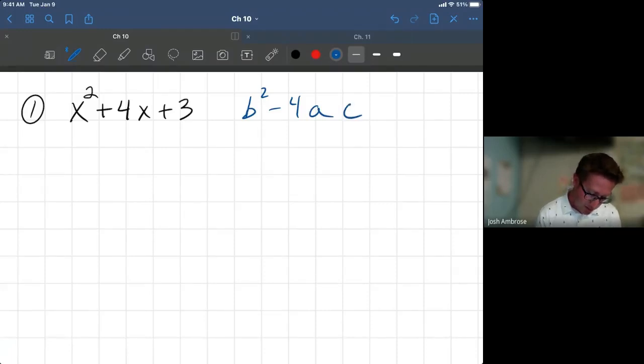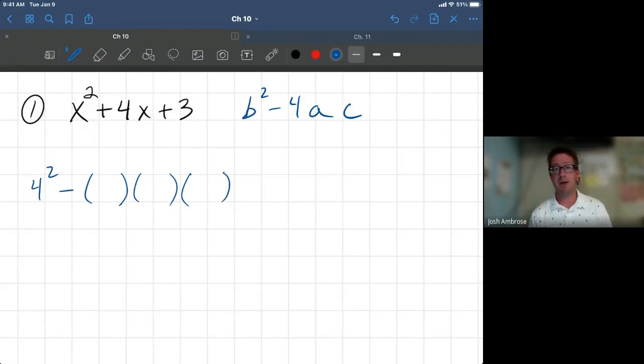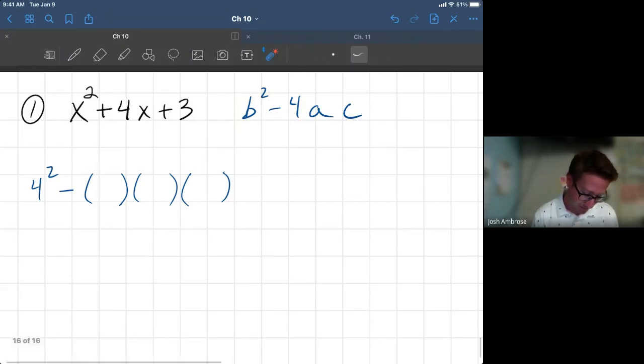So here's b. b is 4, so that's 4 squared minus, then I'm going to put all of these in parentheses just so you understand that they're all multiplied together before you subtract. So don't forget the order of operations. You take exponents first, then you multiply, then you subtract. Don't forget that order. Exponents, then multiply, then subtract. That is really important to remember. All right, so minus 4 times a times c.